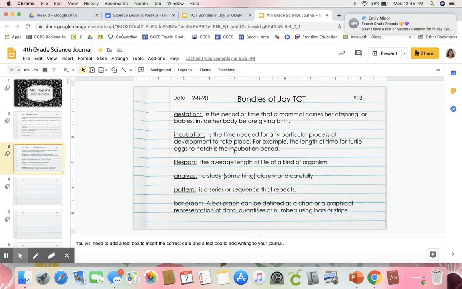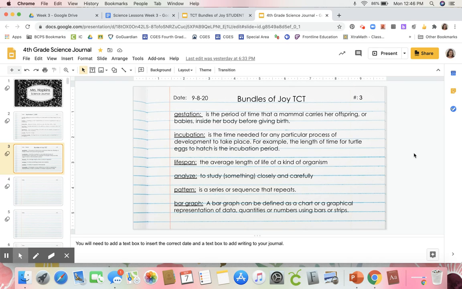The first word is gestation. And gestation means the period of time that a mammal carries her offspring or babies inside her body before giving birth. Okay? That's the gestation period. For humans, we call it the pregnancy period, just to relate that word gestation to something that you all are a little bit more familiar with. So it's the period of time that a mammal carries her offspring or babies inside her body before giving birth.